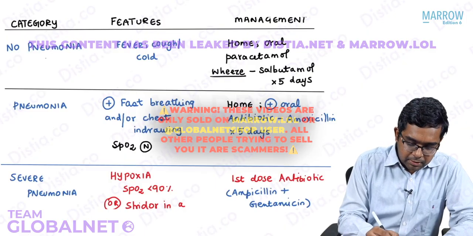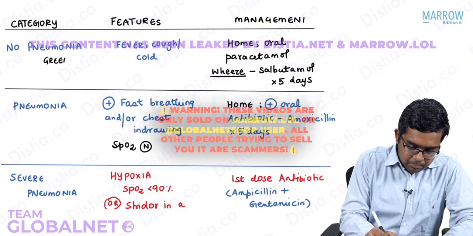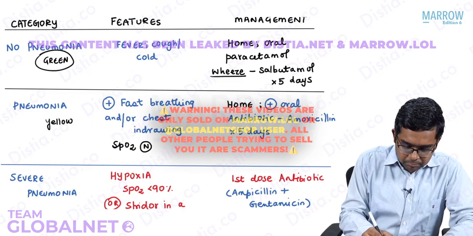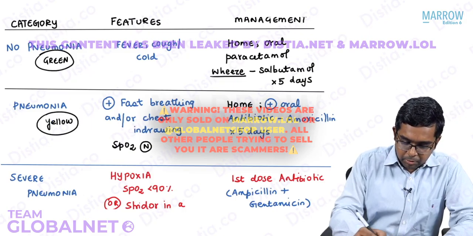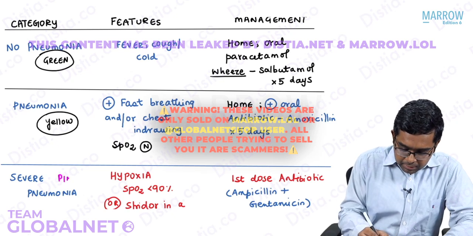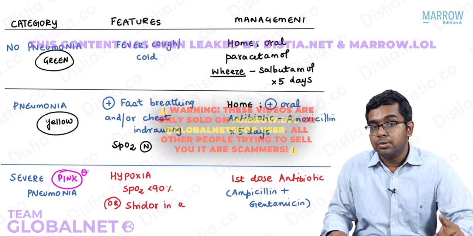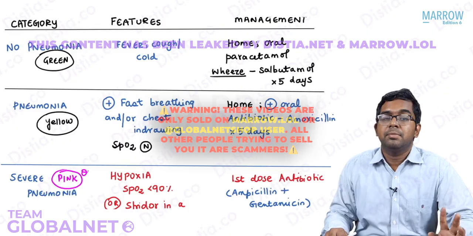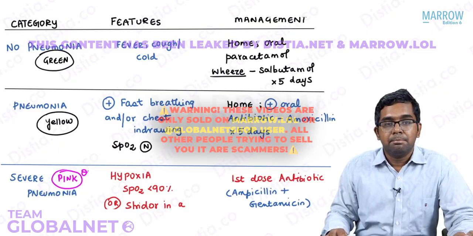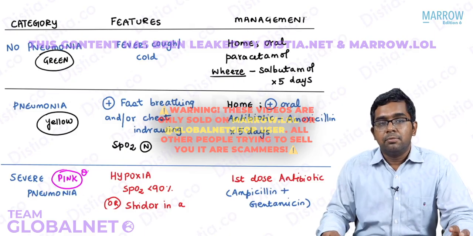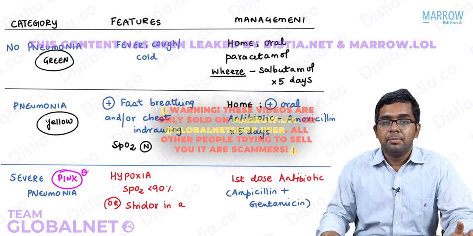No pneumonia is given a color code of green, yellow for pneumonia, and very important, it is pink color for severe pneumonia. Why is this important? Because many of us think severe means we will categorize as red color. No, there is no red color in the IMNCI classification. It is only pink color for a severe disease. That should also be remembered while reading about the community management guidelines for pneumonia in children.